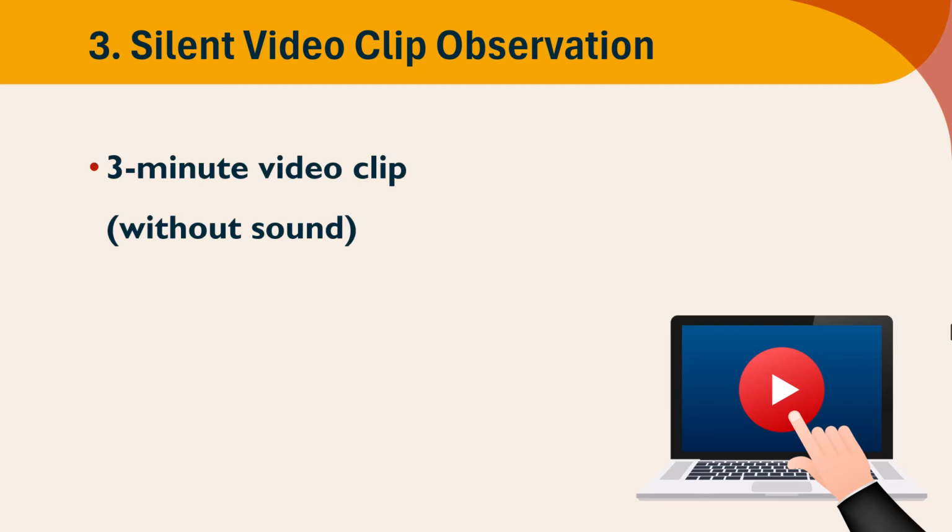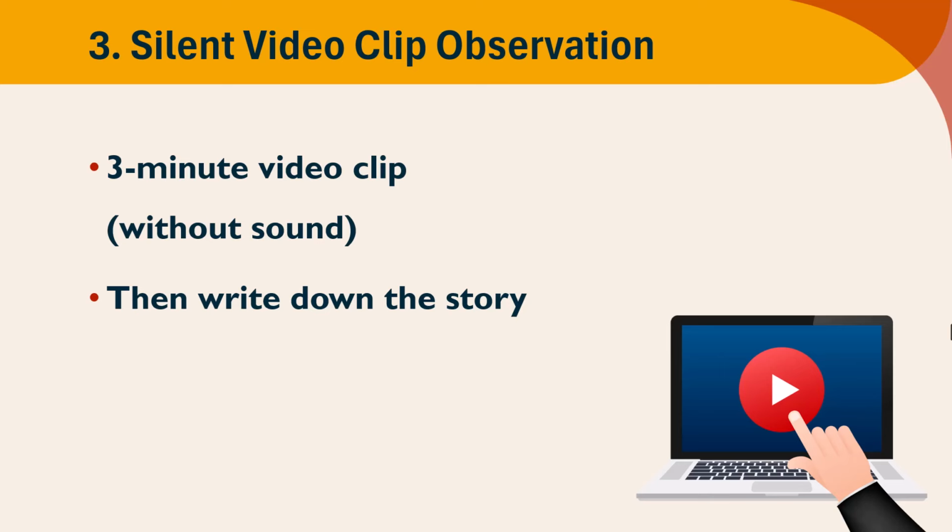Activity number 3, silent video clip observation. The concept here is really, really simple. You're going to show a 3-minute video clip, but you are not going to play it with sound. You turn the sound off. This is all about watching a 3-minute video clip and seeing if they can tell what the story is. After the 3 minutes is up, you want them to write down in as much detail as they can what they think the story was about.